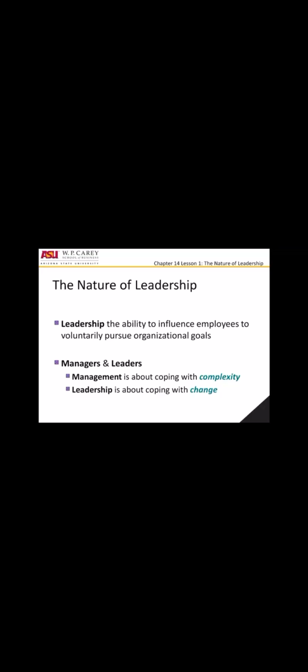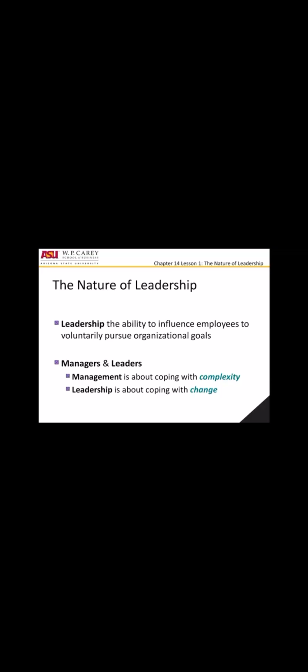Leadership is about coping with change. Remember, we're getting people to voluntarily pursue organizational goals. In one sense, we're displacing individual goals with organizational goals. We're putting people into a certain direction. We're changing them from existing directions to another direction.